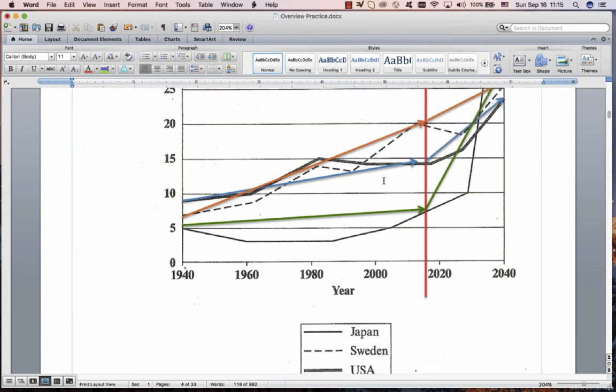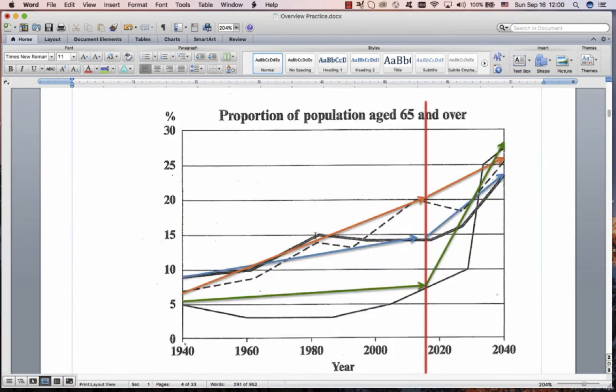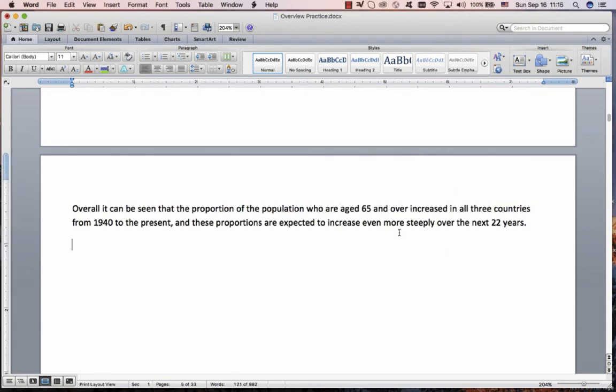So your overview has past and future. It must have that. With this one, that should be were. These can get a little bit confusing. Great, let's look at the next one.